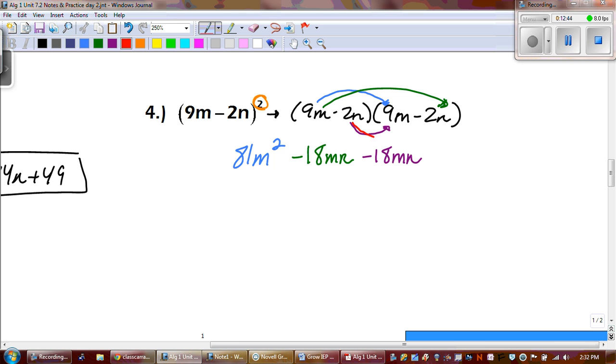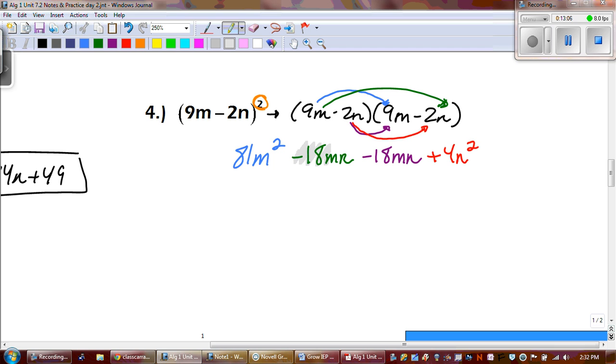Okay? And then the last, negative 2n times negative 2n. Well, a negative times a negative is a positive. 2 times 2 is 4. And then n times n is n squared. Okay, that last part we have to be very careful about. Okay?